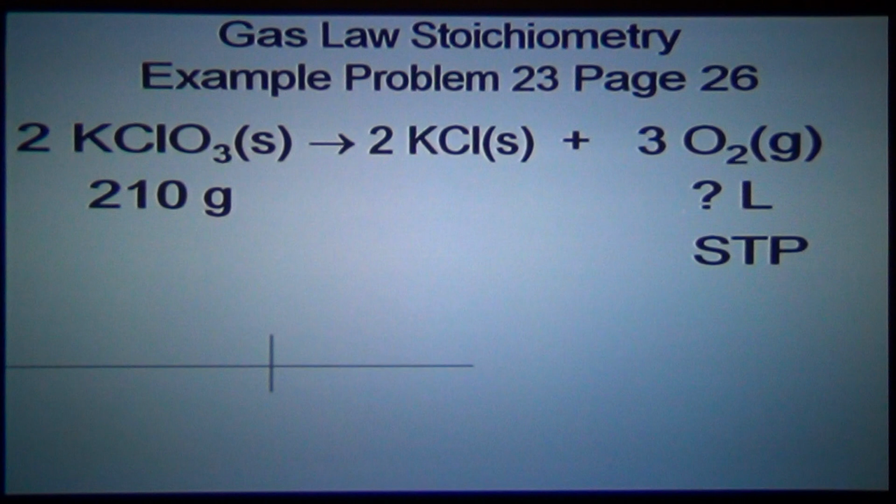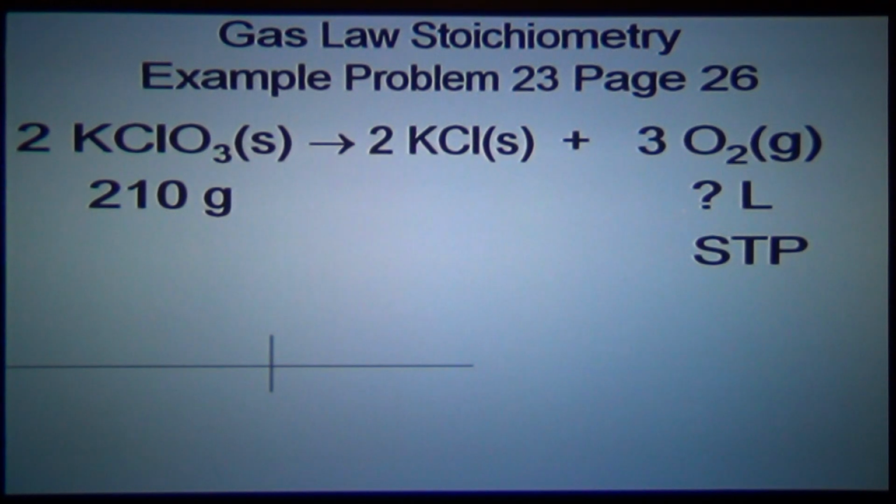A lot of times we'll be dealing with problems where STP conditions are stated for a gas. Hopefully you recall that 1 mole of any gas at STP conditions, at standard temperature and pressure, will occupy a volume of 22.4 liters. So to solve this problem, this is a stoichiometric problem, I'd like to know how much oxygen we could make starting with 210 grams of the potassium chlorate. We obviously cannot directly compare using the coefficients of the balanced equation, so we've got to take what's given. We've got to get it into moles.